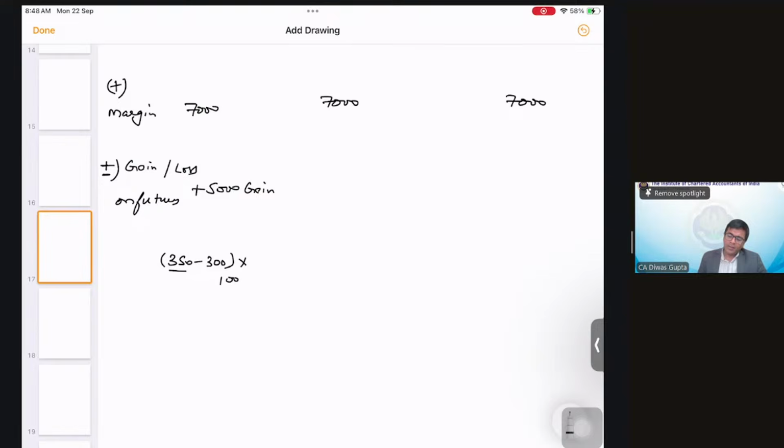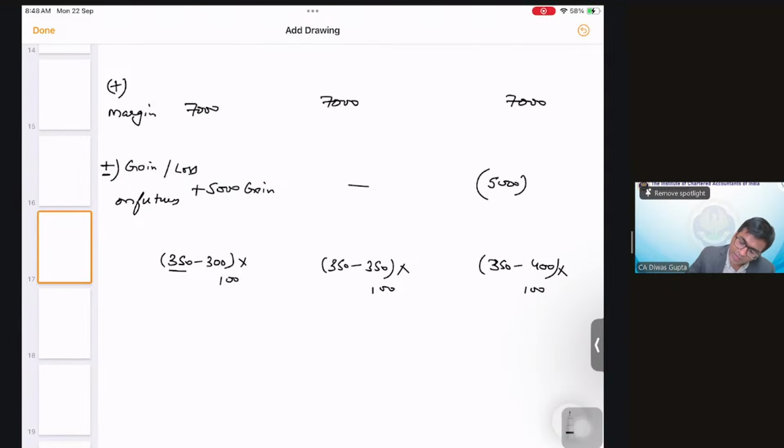The second case: 350 is what we have short sold and today also the price is 350. There will be no gain, no loss in this situation. Third case: we have short sold at 350 and the current market price is 400. Tell me students, will there be a loss or a gain? Here it will be a loss of 50 rupees. So 50 into 100, 5,000 will be the loss.